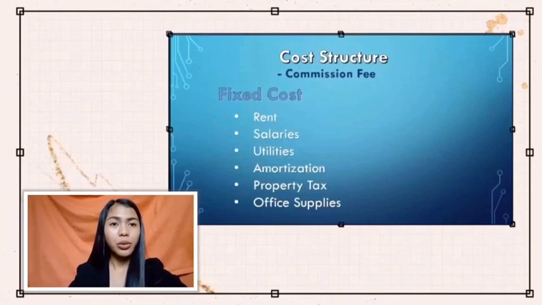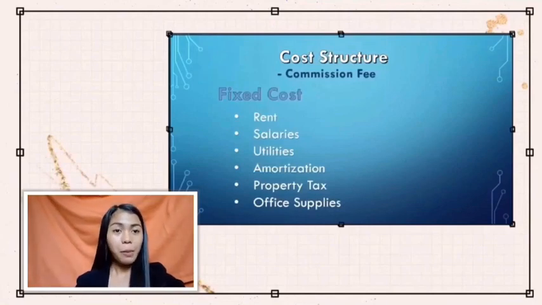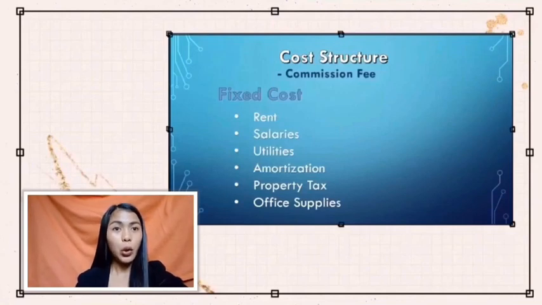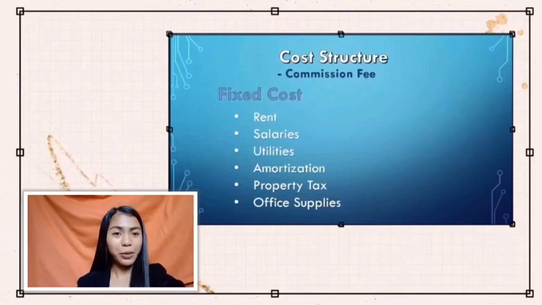Amortization is the gradual charging of the cost of an intangible asset, such as a patent purchase, over the useful life of the asset. Property tax. Property tax is the tax imposed on a corporation by the local government, which is based on the valuation of its properties. Office supplies like pens, bond papers, and etc.